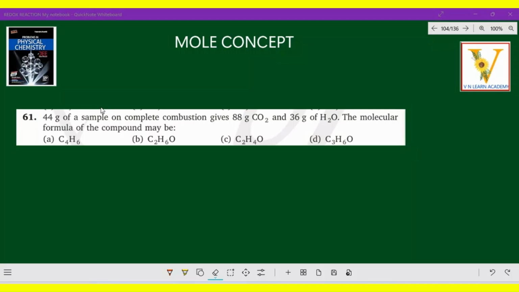Today we are going to see some more interesting and important questions from Narendra Avasthi's physical chemistry, mole concept. Come on, let us discuss a few more questions from this session.